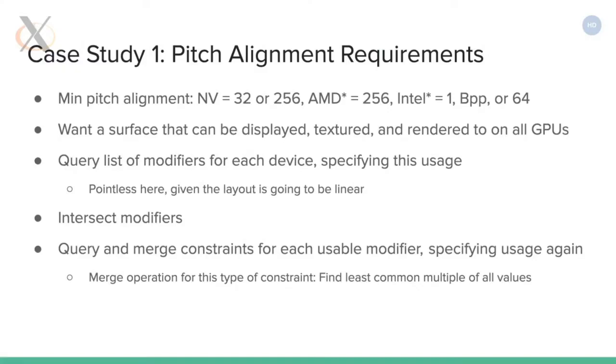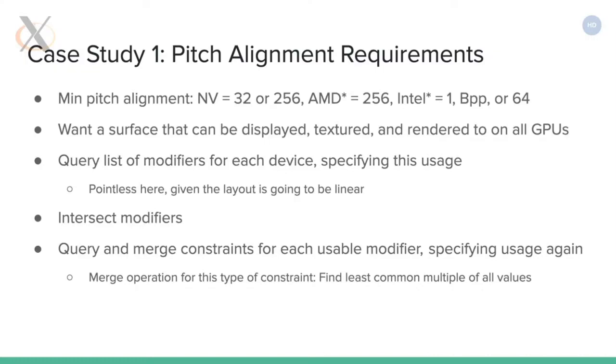So what you would do here is query a list of modifiers for each device, specifying the usage that you want to have available, and then intersect those modifiers. And this ends up being trivial here because the only modifier you're going to get that works with all of these is going to be linear.